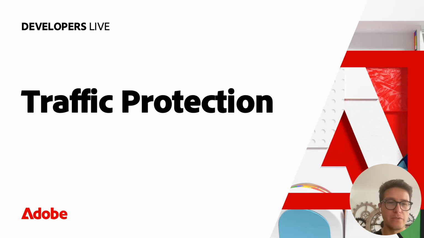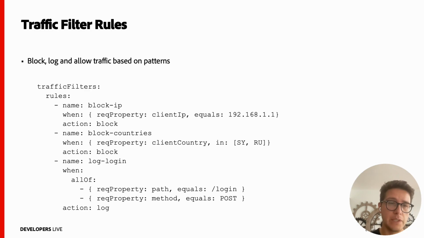So, thanks, Marius. For the rest of the session, we will be talking more about the security aspect introduced by the new CDN capabilities, and we will be focusing on one specific kind of CDN rules called traffic filter rules. This kind of rules lets you filter traffic directly at the CDN, so you will be able to block, log, and allow traffic based on the request patterns.